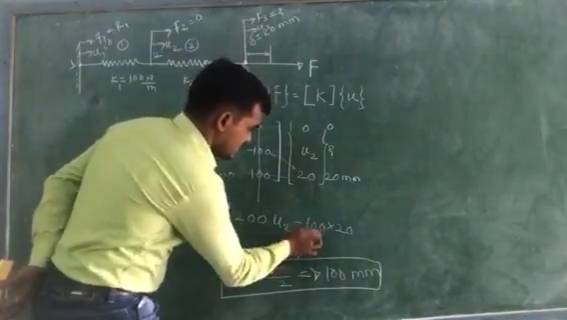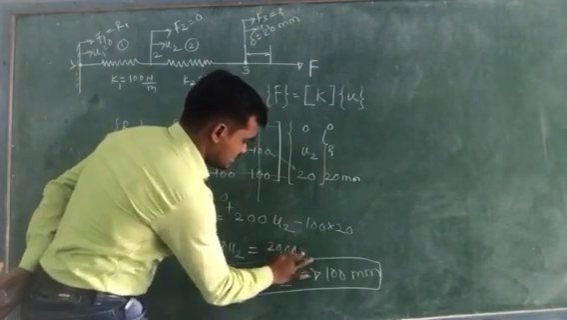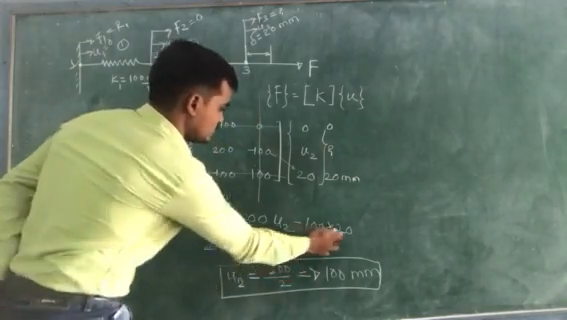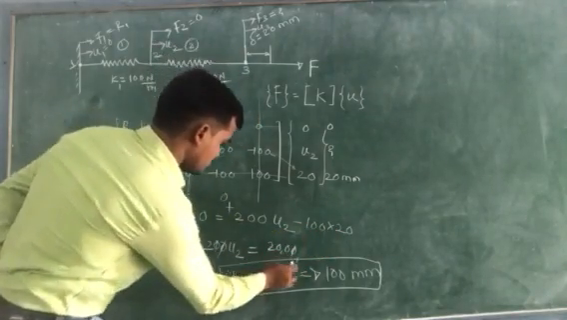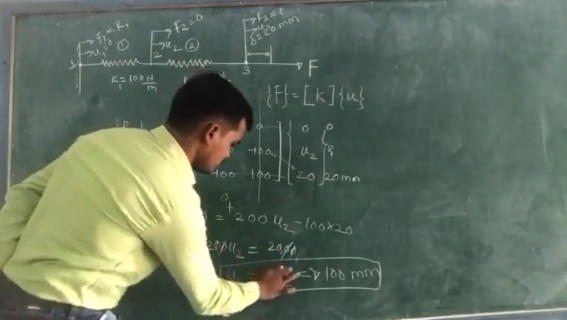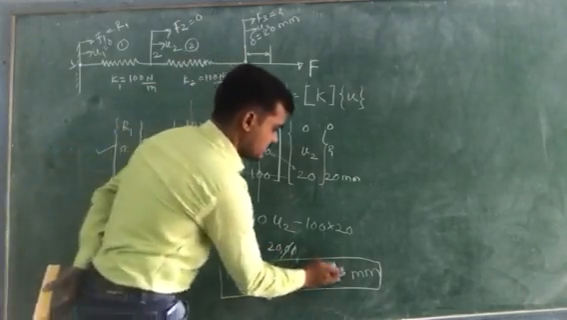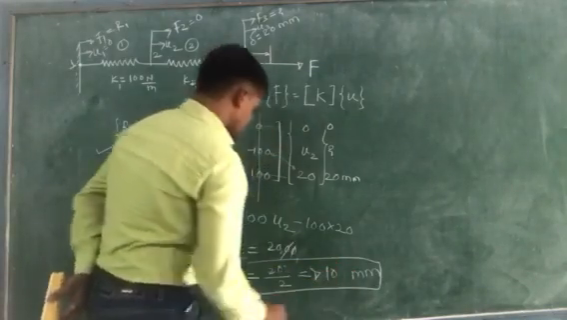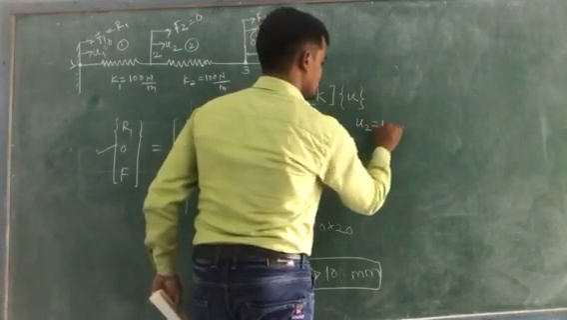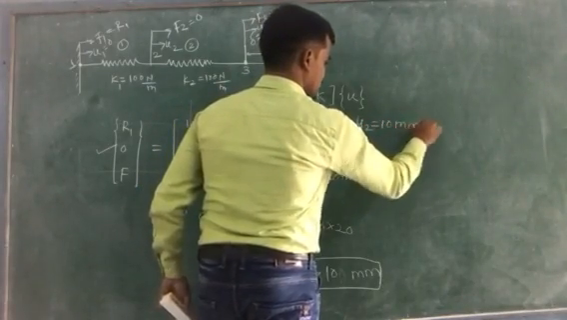Sorry, the mistake here is that 100 into 20 is 2000. So 200 U2 is equal to 2000, and dividing, it will become 10. So finally you will get the value of U2: U2 is equal to 10 mm.